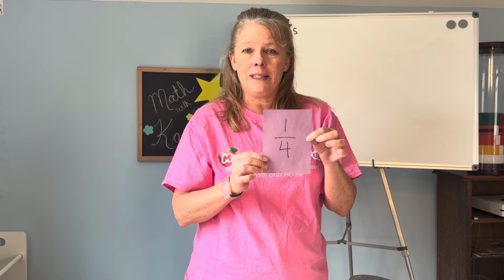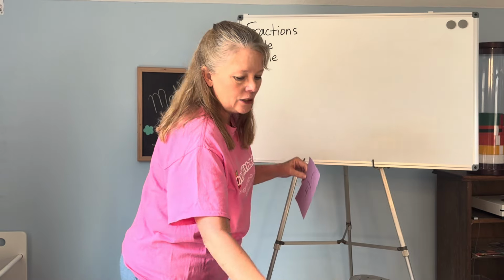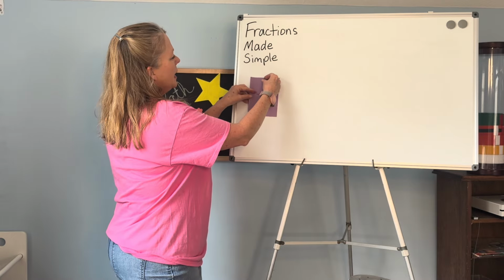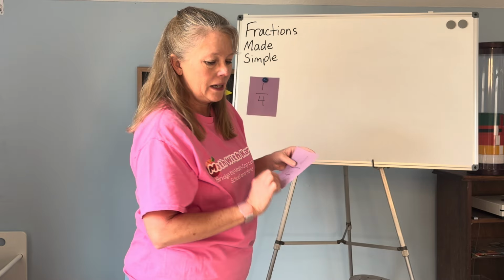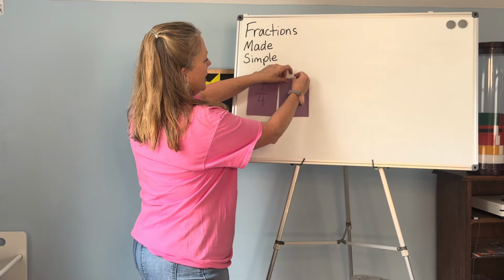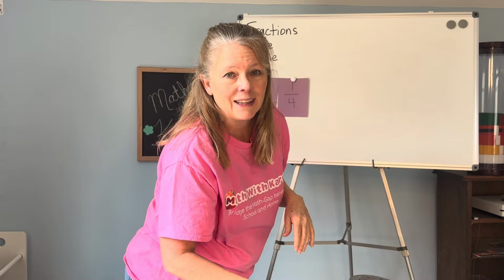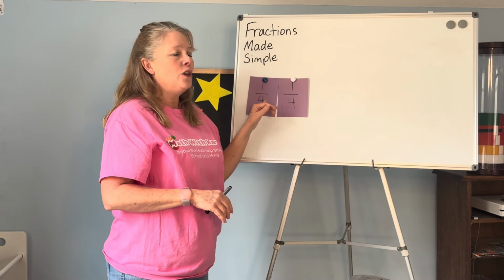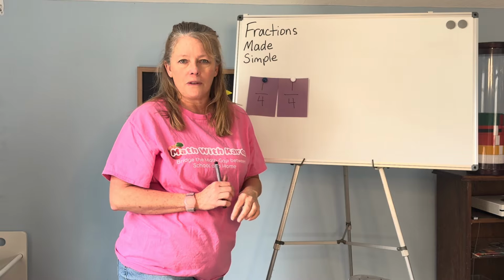All right, let's look at this fraction right here. This fraction is 1/4. This is a unit fraction. So what we're going to do is take this unit fraction of 1/4, and beside it, take another unit fraction of the same size, fourths, and put it next to it. So we've built them. We've added them together. So we have two unit fractions, or we could say we have two 1/4s.